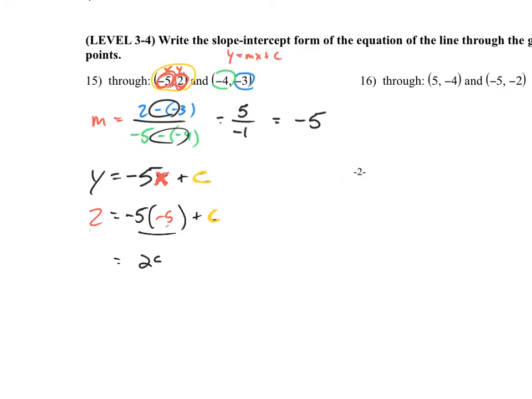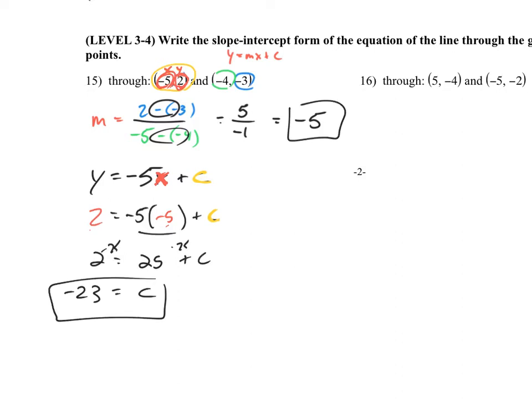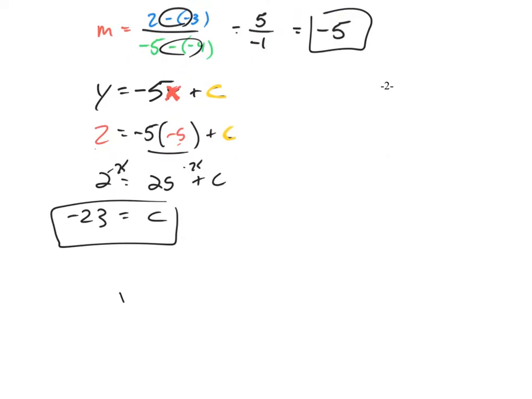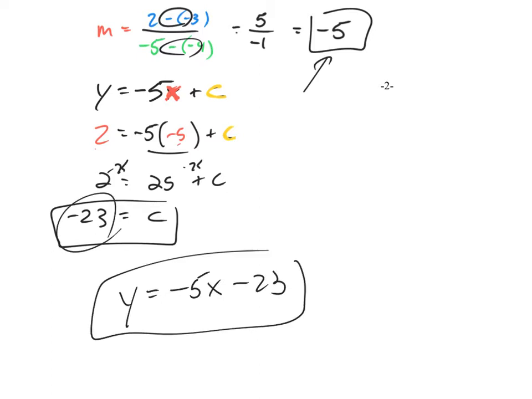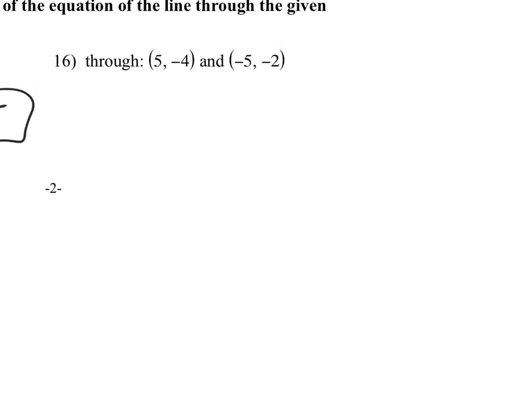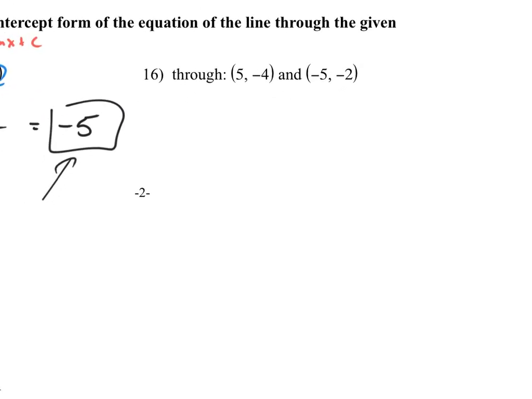-5 times -5 is 25. Still have c sitting there, and 2's on this side. If you subtract 25, you get c is -23. Great, so we've got c, we've got slope, plug it back in, right? Y equals -5x plus c. Done. Great. Try it one more time.